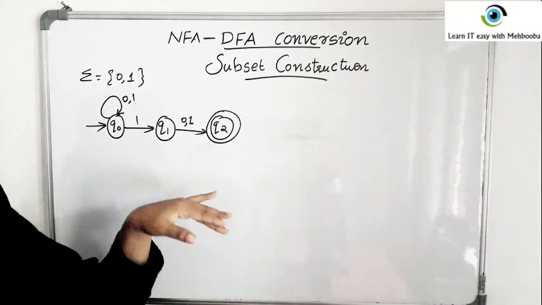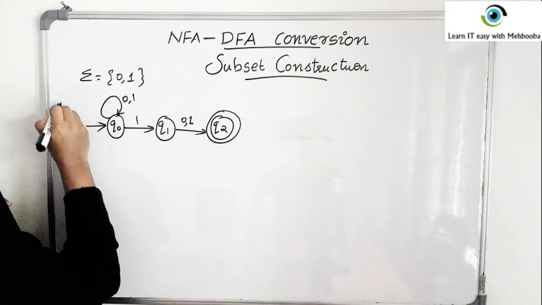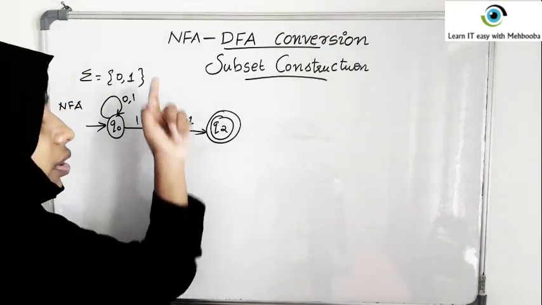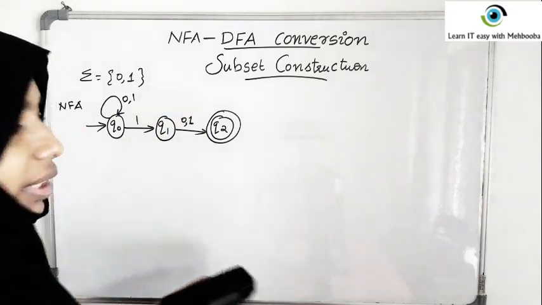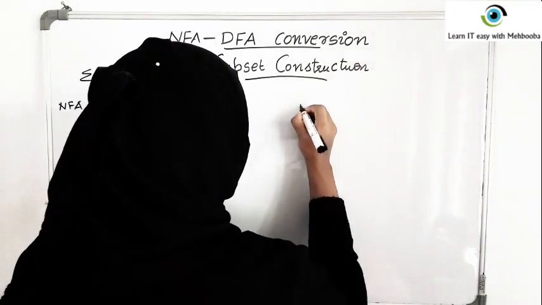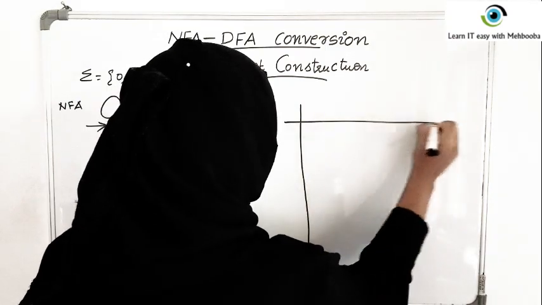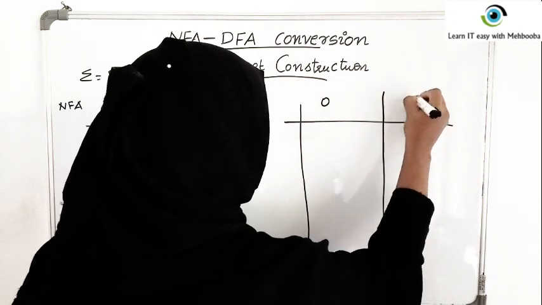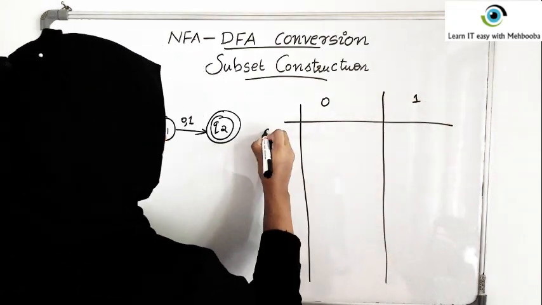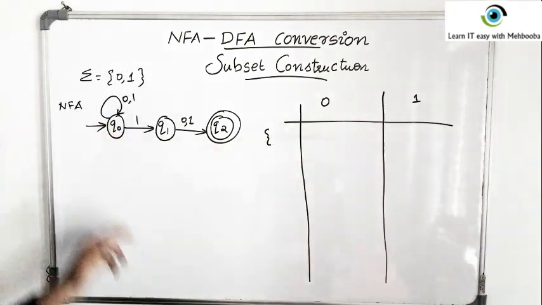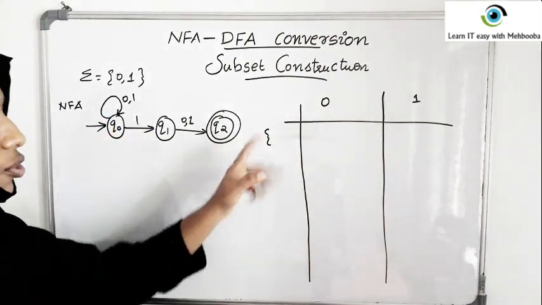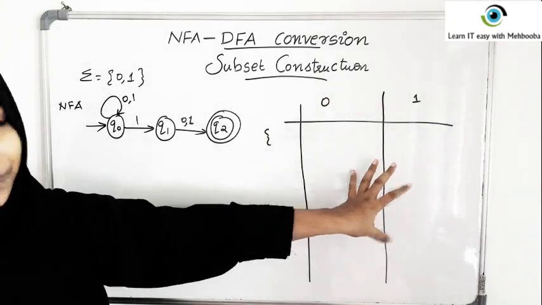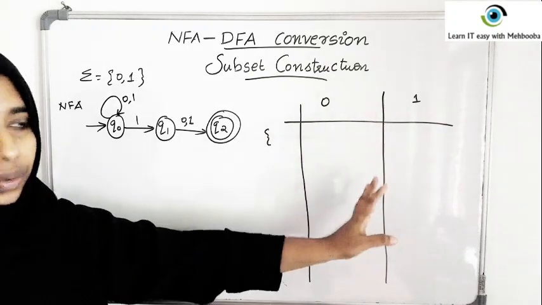Now we want to draw the equivalent DFA for this NFA. For that we will do the subset construction algorithm and convert this NFA into a DFA. The first thing you have to do is note that we have the same inputs, that is 0 and 1. The start state for the DFA will be the set containing the start state of the NFA. This will be the transition diagram for our DFA.